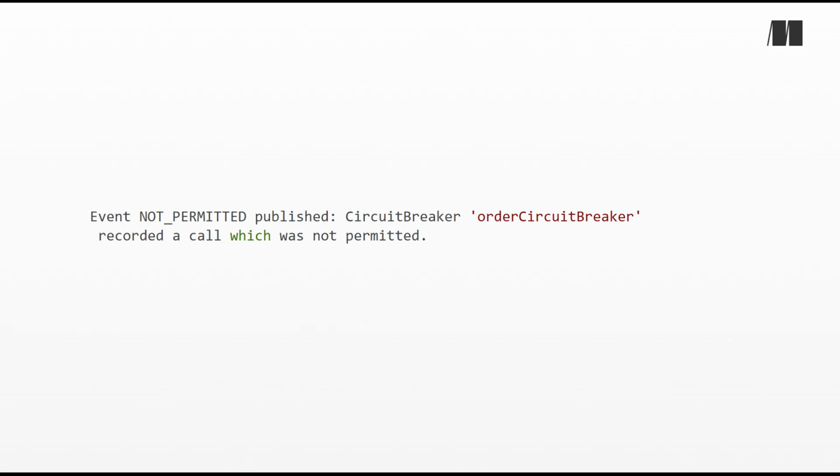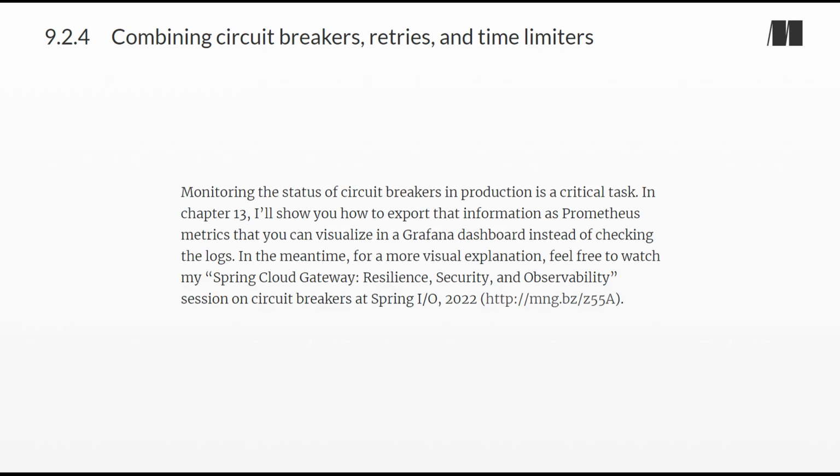Note: monitoring the status of circuit breakers in production is a critical task. In Chapter 13, I'll show you how to export that information as Prometheus metrics that you can visualize in a Grafana dashboard instead of checking the logs. In the meantime, for a more visual explanation, feel free to watch my Spring Cloud Gateway, Resilience, Security, and Observability session on circuit breakers at Spring I/O 2022.